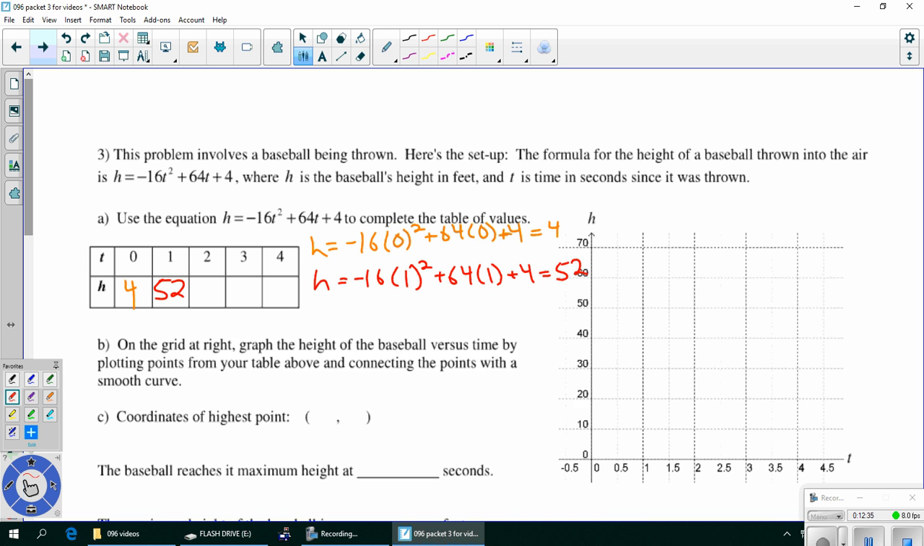Okay, let's plug in 2 for all of the t's. Negative 16 times 2 squared plus 64 times 2 plus 4. Okay, let's see. 2 squared is 4 times negative 16 is negative 64 plus 128. So that's positive 64 plus another 4, 68. Okay, go ahead and pause the video here and fill in the other two blanks for t equals 3 and 4, and then come back.